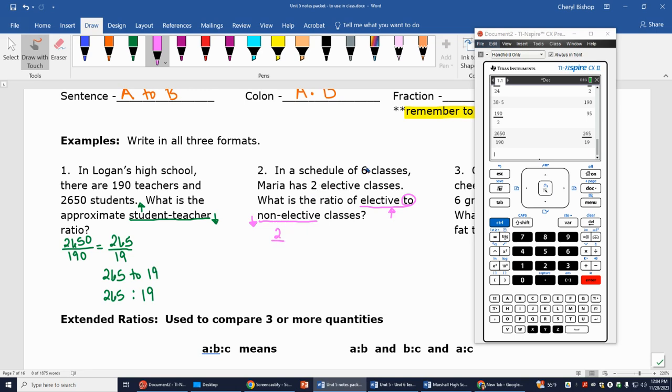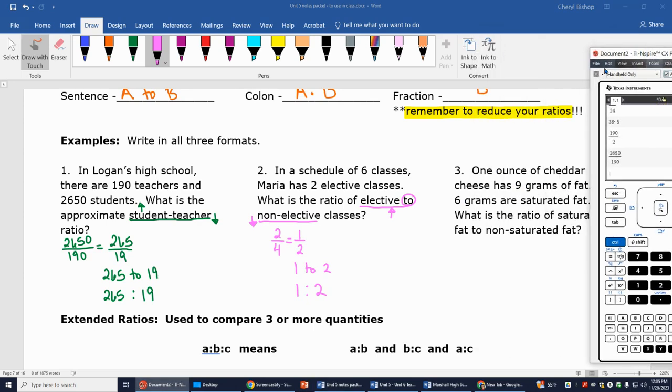It's real tempting to go, oh, my numbers are 2 and 6, so that's what I'm going to put here. But she has 6 classes, not 6 non-elective classes. She just has 6 total classes. 2 of them are elective. That means 4 of them are non-elective. So sometimes you have to pay attention to what you're being asked compared to what you've been given. When I reduce that, I'm not sure that I need my calculator for that one. That one is 1 to 2. As a fraction, as a sentence, and with a colon.